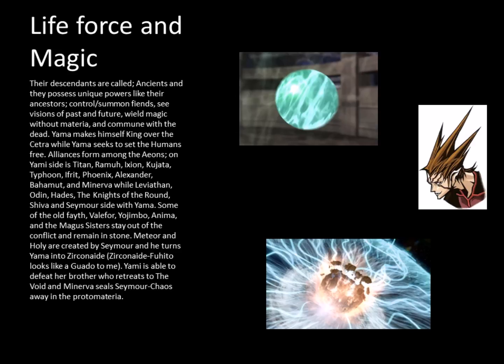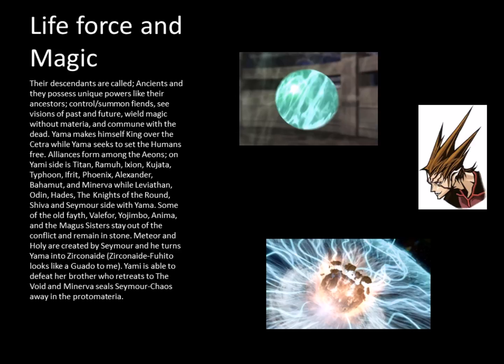Alliances form among the Aeons. On Yami's side is Titan, Ramuh, Ixion, Kujata, Typhon, Ifrit, Phoenix, Alexander, Mohammed, as well as Minerva, while Leviathan, Odin, Hades, the Knights of the Round, Shiva, and Seymour side with Yama. Some of the Old Faith, Valefor, Yojimbo, Anima, and the Magus Sisters stay out of the conflict and remain in stone. Meteor and Holy are created by Seymour, and he turns Yama into Zirconiade.